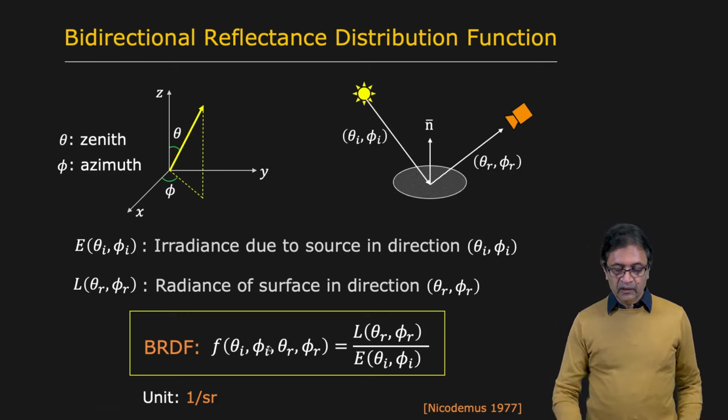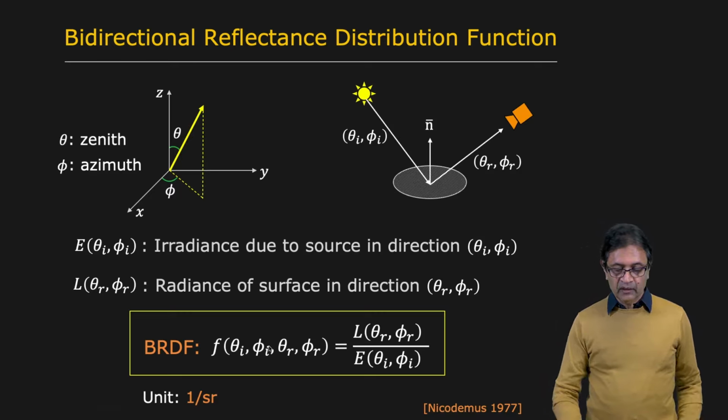So let's take a look at some of the properties of BRDF. The first property is that it must be greater than 0. We know that the irradiance cannot be negative. We know that the radiance cannot be negative. We can't reflect negative light energy, and therefore f is greater than 0.